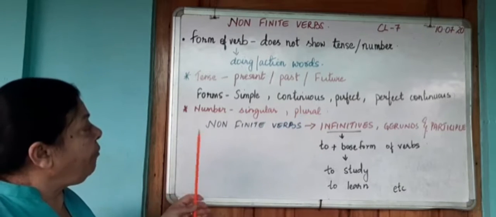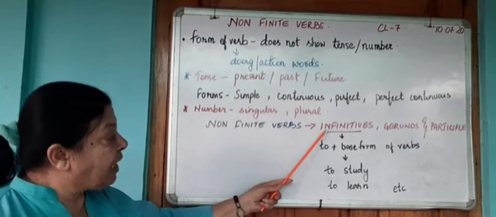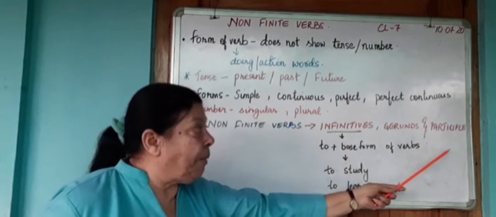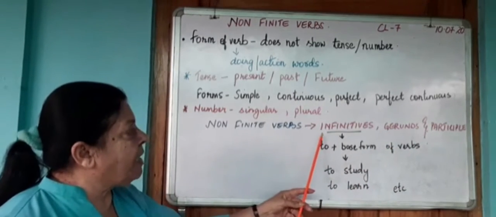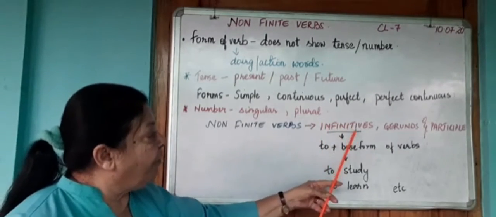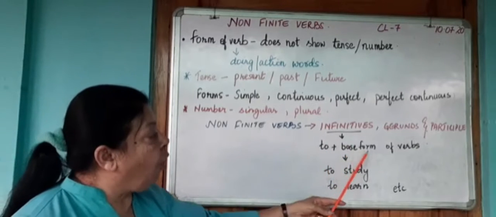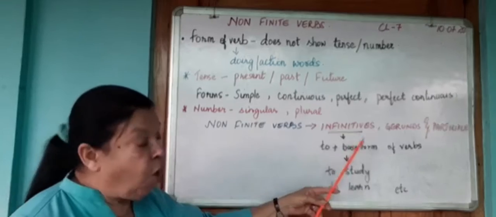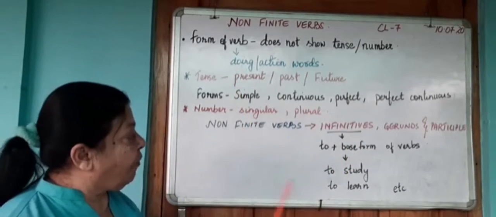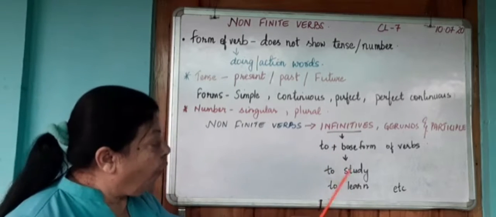Now, non-finite verbs are of 3 kinds. You have the infinitives, you have the gerunds, and you have the participle. In today's class, we will be studying about the infinitives. The infinitive form of the verb is by using to plus the base form. When I talk about the base form, I'm talking about the form which is in the simple present tense. For example, to study. Study is the base form.